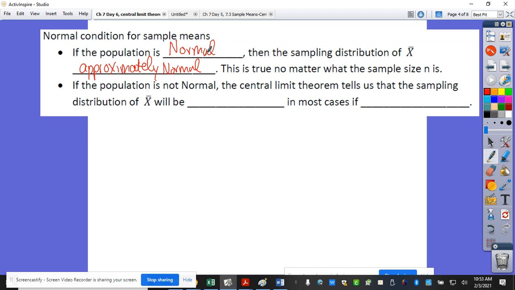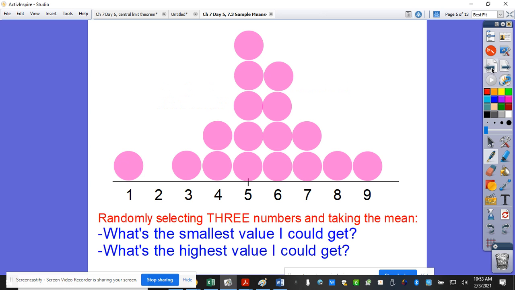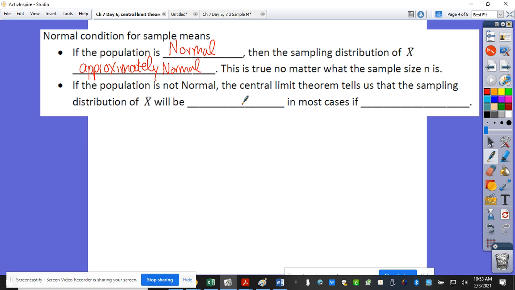If the population is not normal, then what we're dealing with is called the central limit theorem. Very vaguely, the central limit theorem is like how I talked with dots yesterday. With these dots, the average would be here and here. It's kind of like those dots are more towards the center for the means than the dots are for the individuals, is kind of where that's coming from. So if the population distribution is not normal, the central limit theorem tells us that the sampling distribution of X bar will be what? Not exactly, but approximately normal, if what? So this is basically our checking normal condition for means as opposed to proportions.